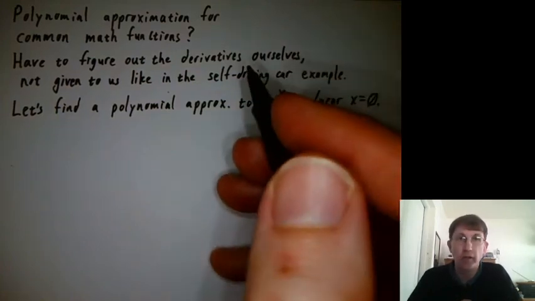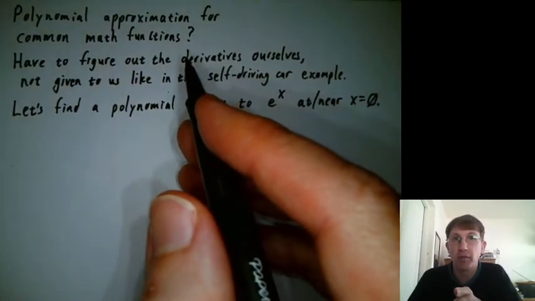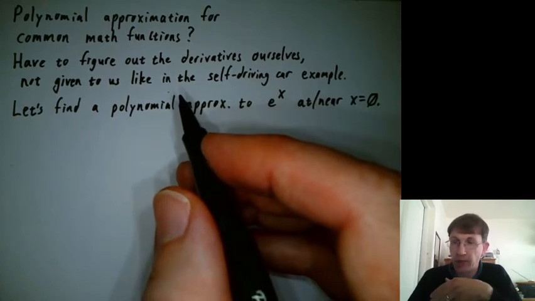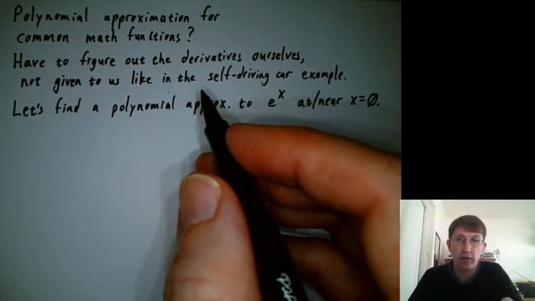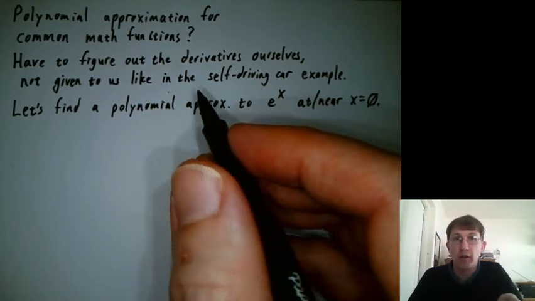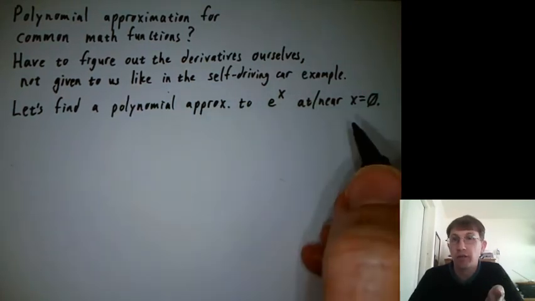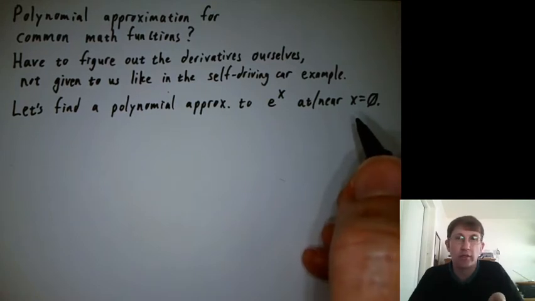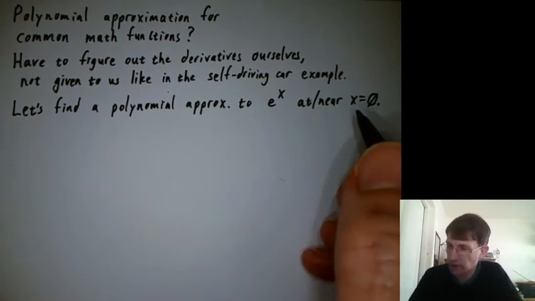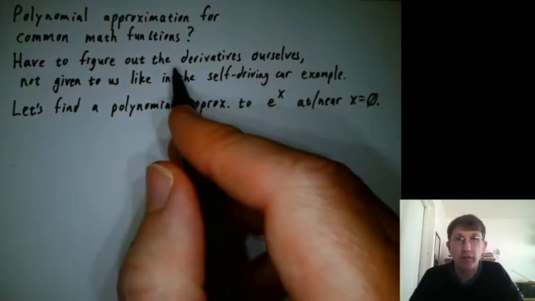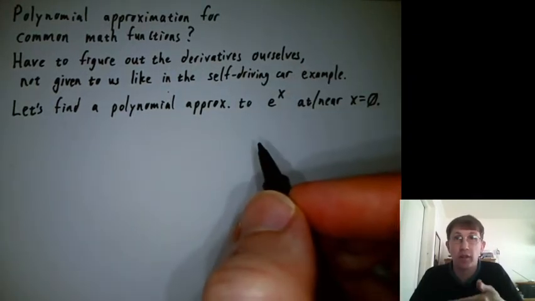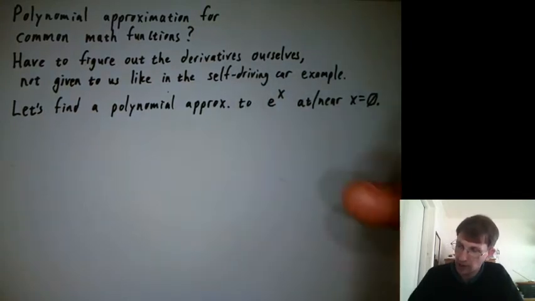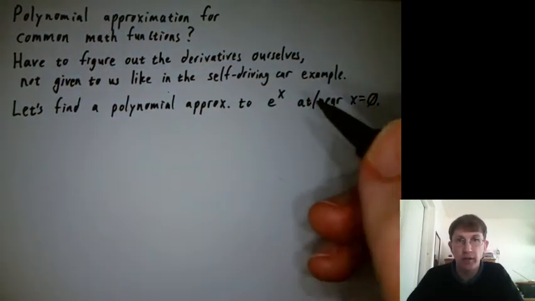So let's do a polynomial approximation for a few different common math functions. But in the self-driving car example, we were given the derivatives, like here's the current velocity, here's the current acceleration. Now we have to figure them out for ourselves. We also have to decide where we want to focus. Let's keep focusing at 0 for now, and then later we'll focus somewhere not 0. But now we have to figure out these derivative values for ourselves, which means we have to take the derivatives using formula-based methods. So let's do the same table thing as we did before.